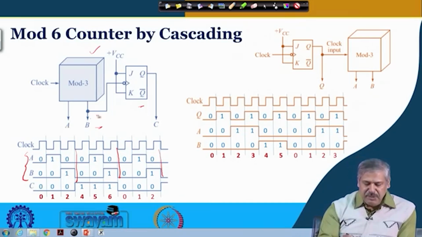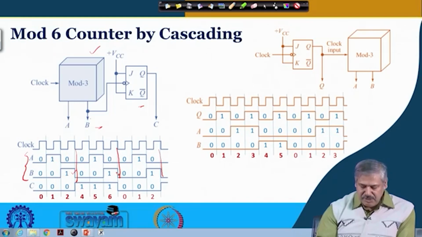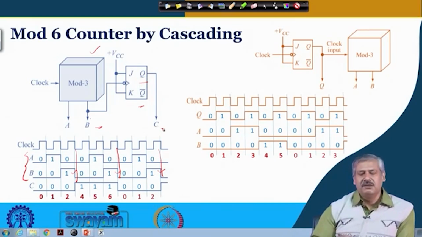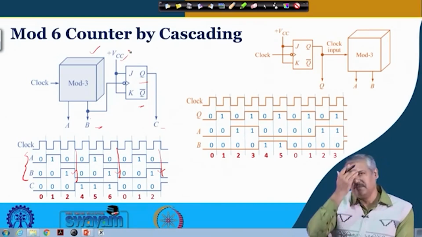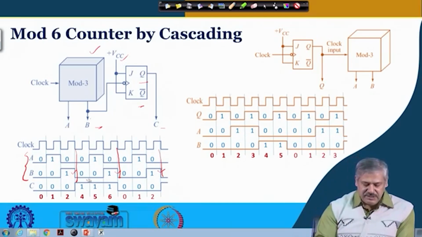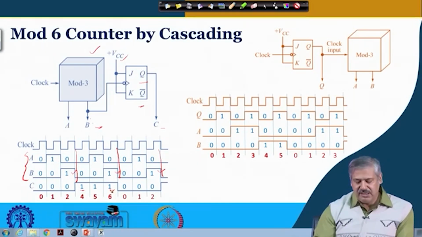Now, every time B goes from high to low, B goes from high to low over here, over here, and over here, this Q, which is written as C here, toggles. C was initialized with 0, so it becomes 1. It will remain 1 till it gets the next negative edge of B over here, then again it will become 0 and then it will continue.